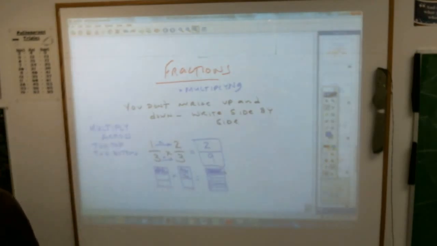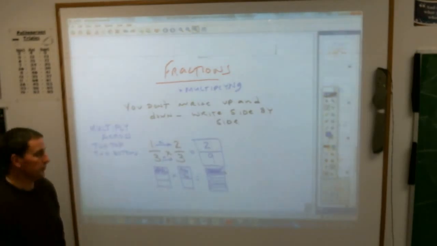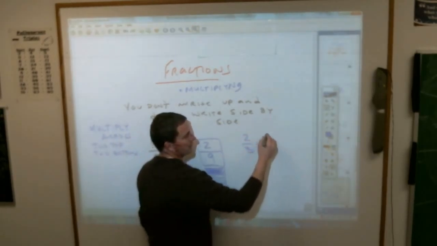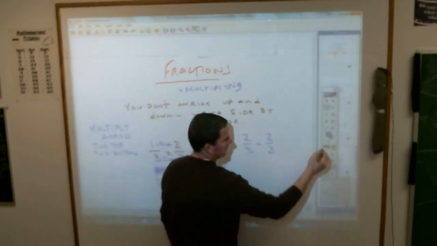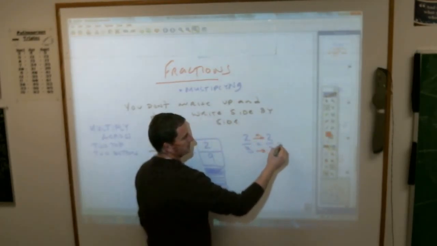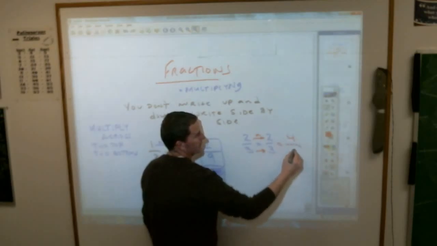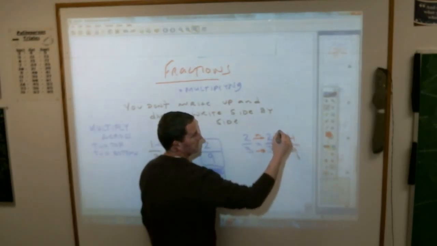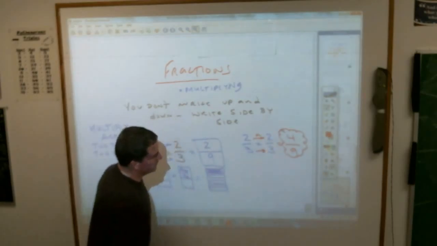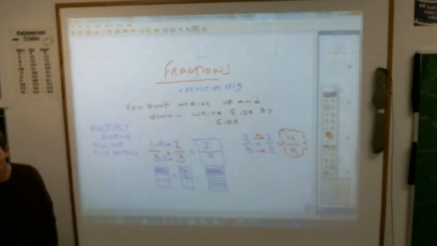Another example of that might be 2/3 times 2/3. Just multiply across. 2 times 2 is 4, and 3 times 3 is 9. Doesn't get any easier than that. And yes, you do need to write the problem down. You can't just write the answer. It doesn't say to do that mentally.